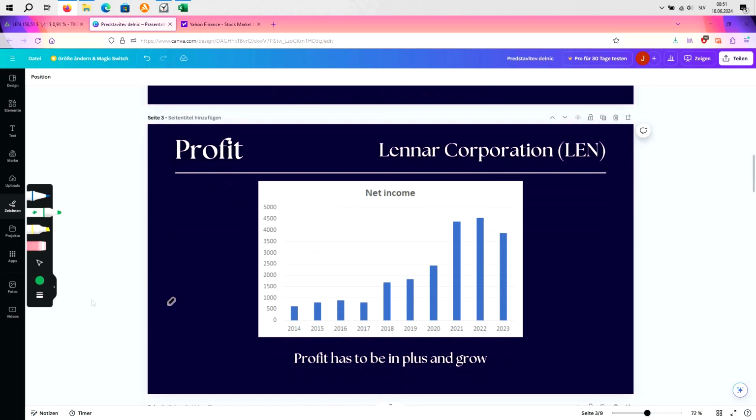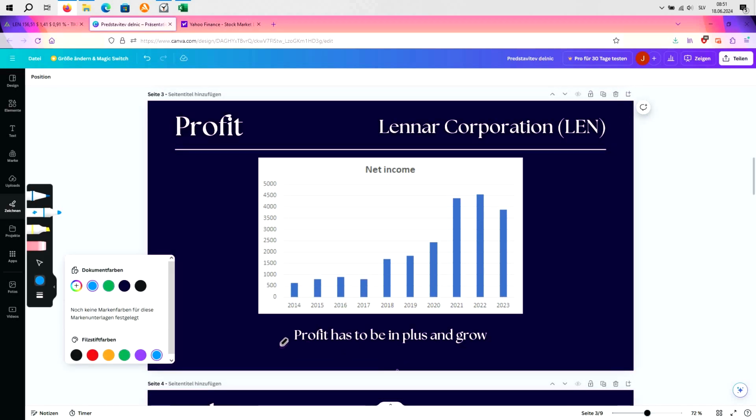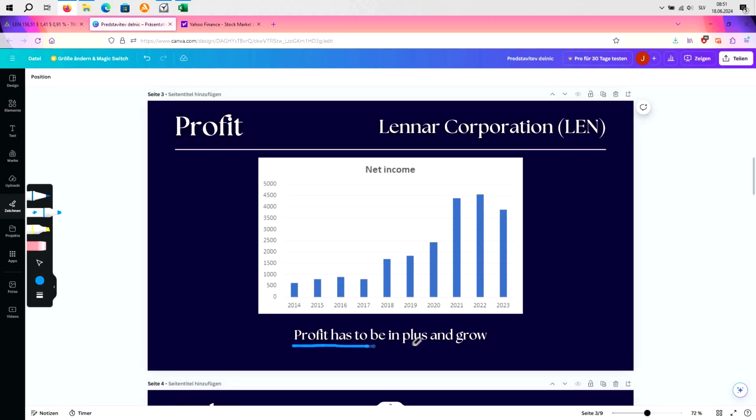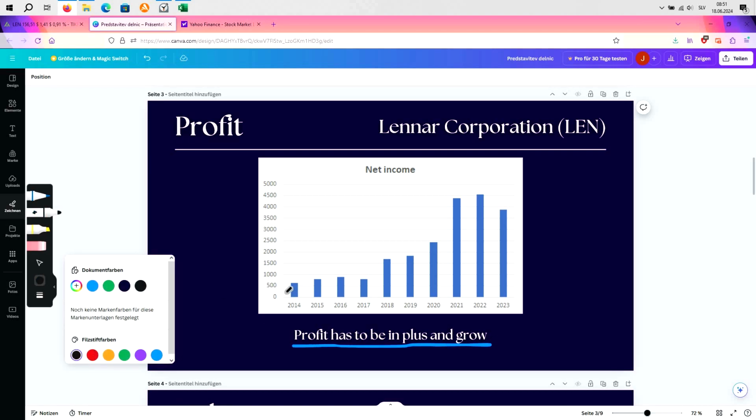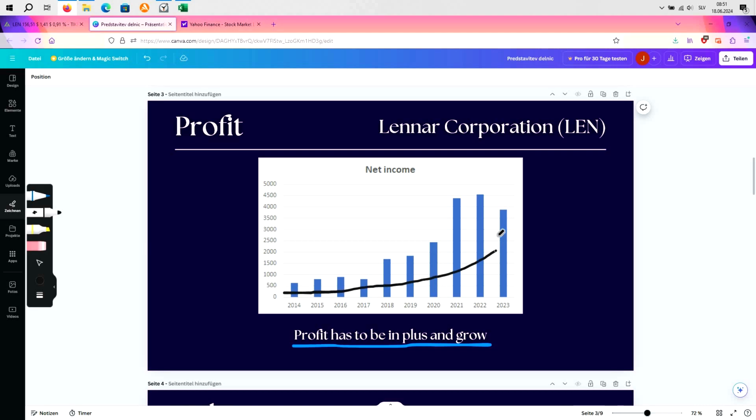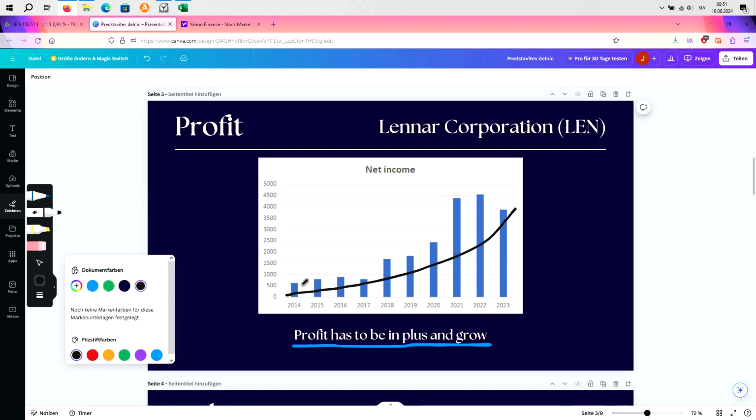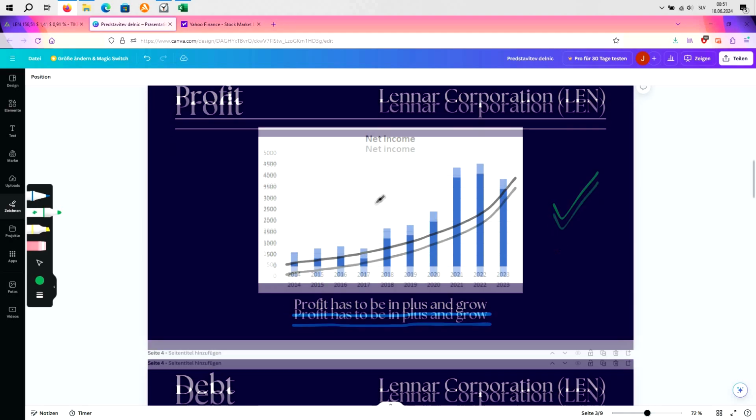Now we come to the profit. For profit, we also have here a little instruction. Profit has to be in plus and it has to grow. Okay, let's draw that little exponential line as well, kind of like this. Or nah, this is too bad. Let's make it again. Let's draw it kind of like this. And then we compare the net income, which is basically profit, with that line. And we can see that the profit also follows that exponential line. It grows through the years. So that's an amazing thing to see as well, okay?